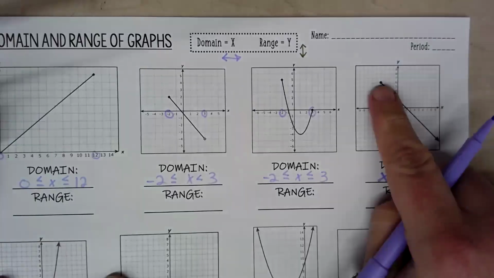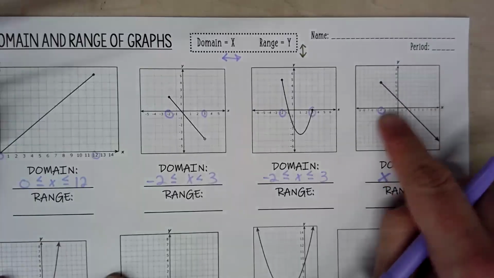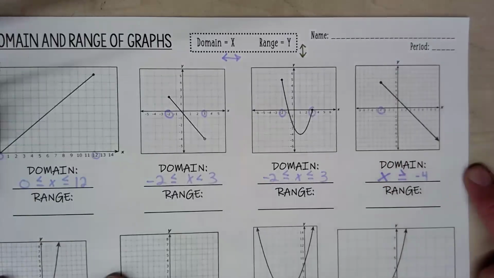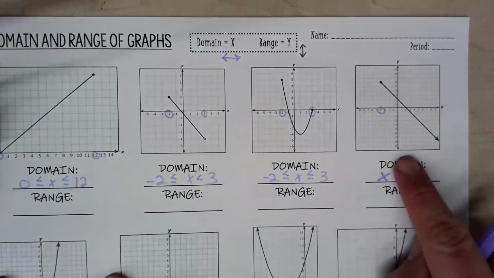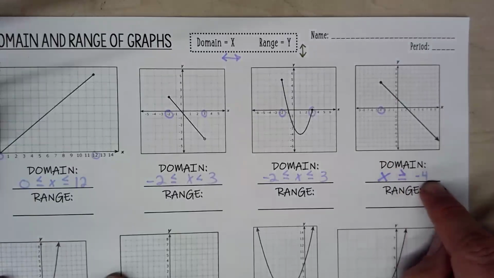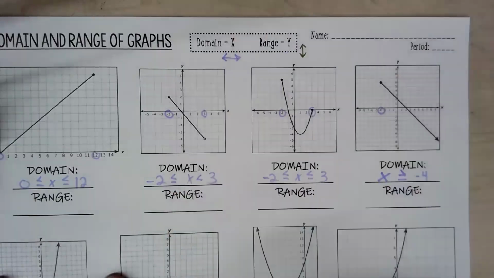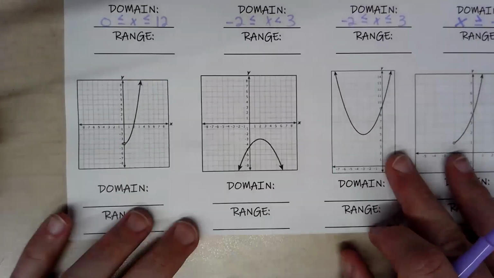All right, so again, I find my point. Furthest point left is -4. I don't have a furthest point right. It's going forever right. So it's all the numbers greater than or equal to -4. All right, so it's never past -4. That's where it stops. Well, same thing here. Well, this one might confuse some people.